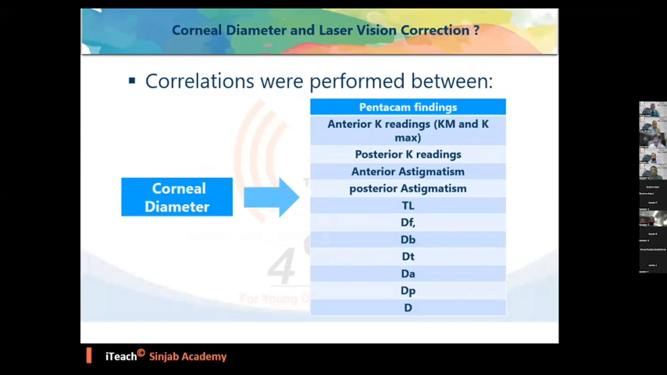The correlation was performed between the corneal diameter and these parameters: the anterior K readings and the posterior K readings, the anterior astigmatism and the posterior astigmatism, and thinnest location, and DF, DB, DT, DA, DB, and D. And these are the Pellucid Ambrosio enhanced ectasia display parameters.